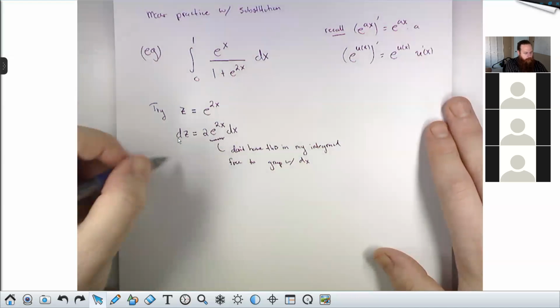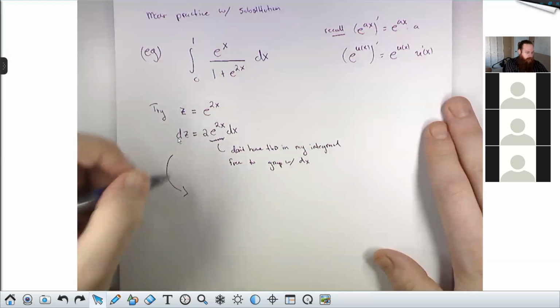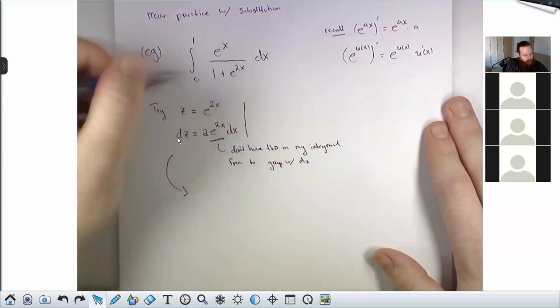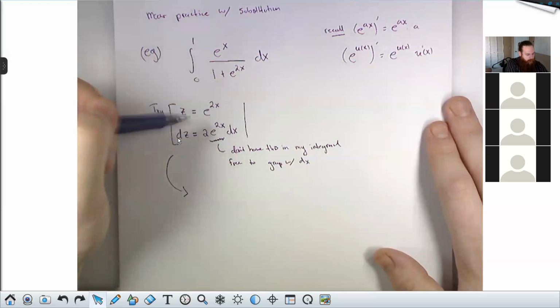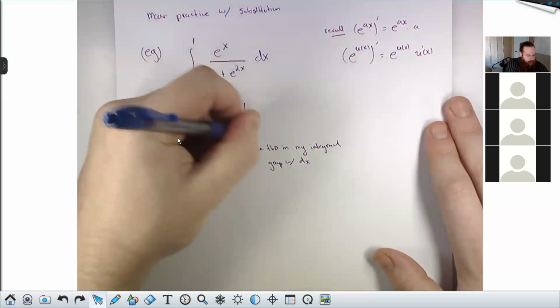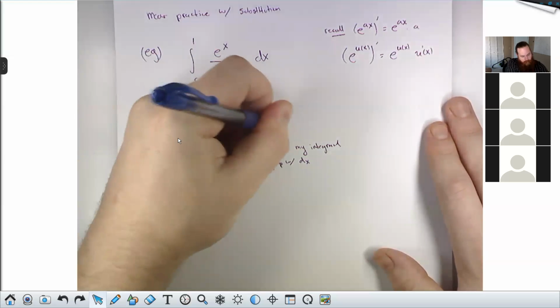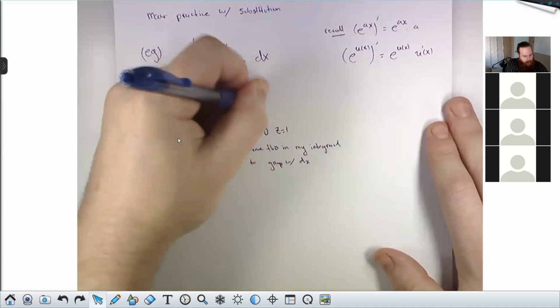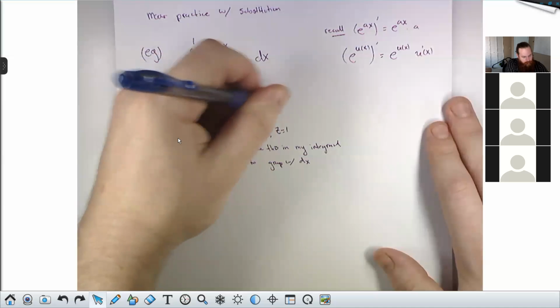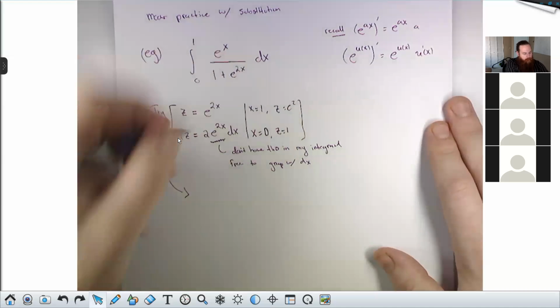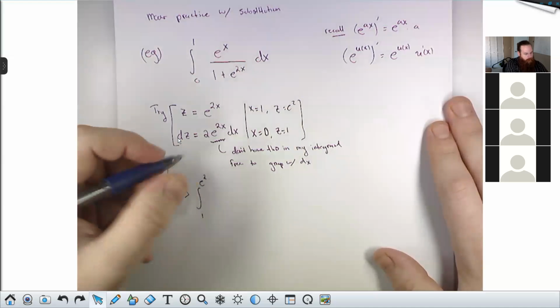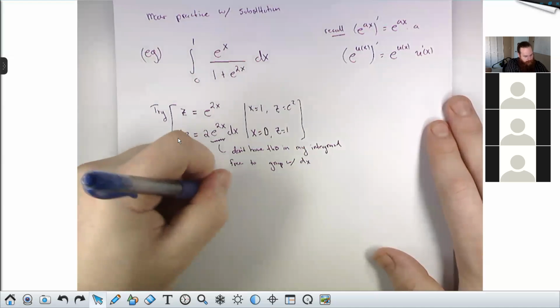I want to even go a little bit further. Some people prefer to solve this relationship for dx and try to plug it in. My bounds would change, so I'll go ahead and show you what the bound changing would look like. When x is 0, z would be e to the 2 times 0, which is 1. And when x is 1, z would be e squared. So if I try to make this substitution go through, it would be the integral from 1 to e squared. I have my e to the x up here.